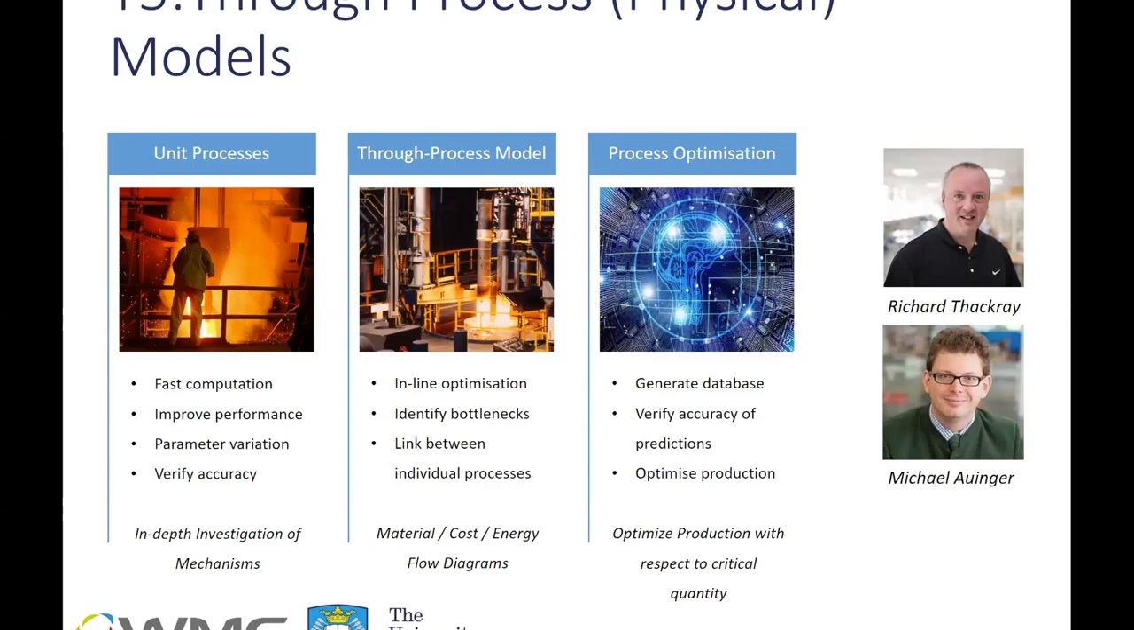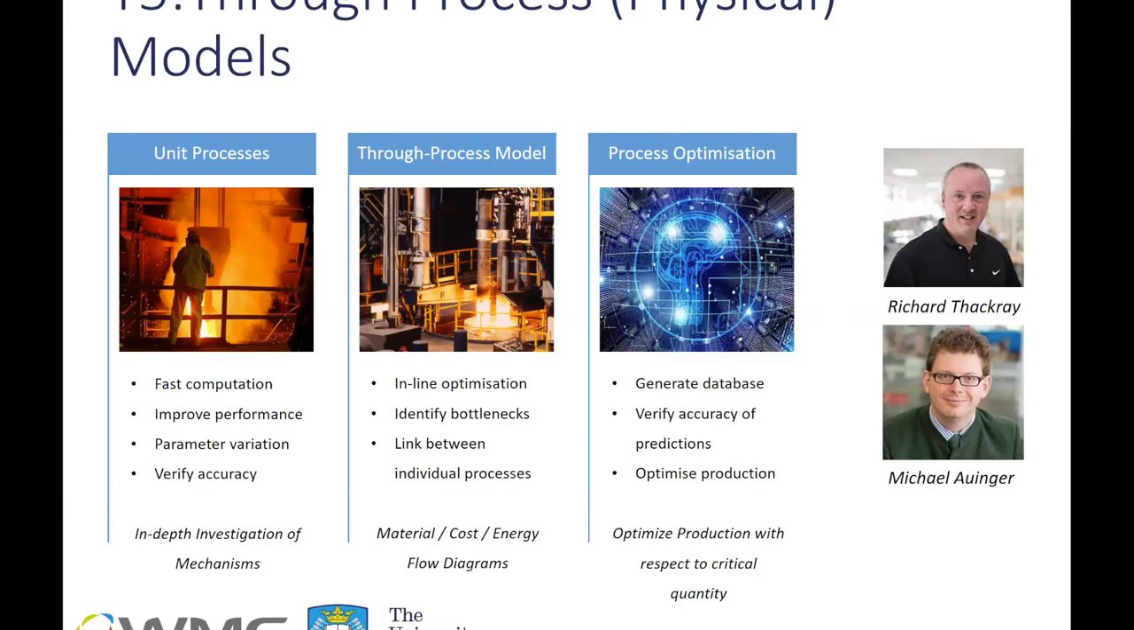So both Richard Thackeray and Michael Auinger are looking at methods for picking out the key variables within each of the processes that we're looking at, and then using things like machine learning and AI to assist with some of the variability. So it's about fast computation to improve performance and to verify the accuracy.